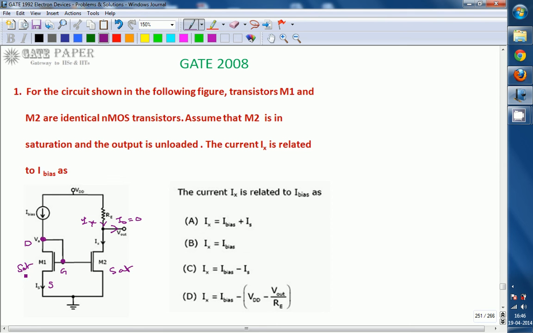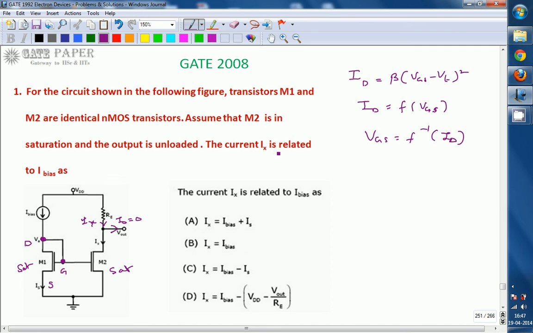Whenever a transistor is in saturation, we can write the current as beta times (VGS minus VT) whole squared. This is the equation for the saturation current. That implies ID is a function of VGS. ID depends only on the VGS value, it doesn't depend on VDS. So VGS is the inverse function of ID. From this we get this equation.